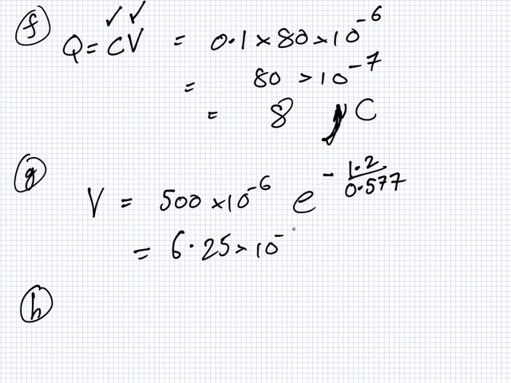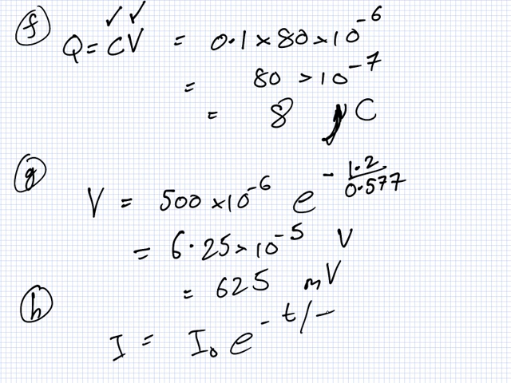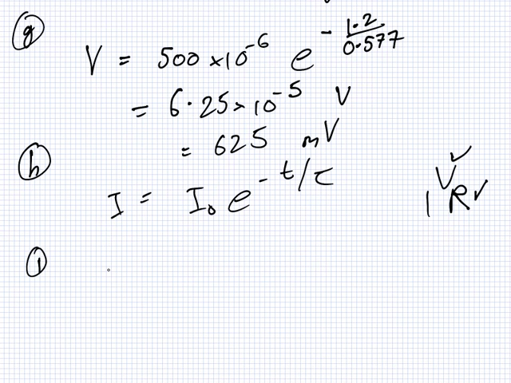6.25 times 10 to the minus 5 volts. That would be 625 millivolts. Okay. And then lastly, how can I get the current? Well, if I wanted to, I could use this, but that would be foolish, because instead I can just use this, because I know the R and the V. So I equals V over R. What did we say the R was?